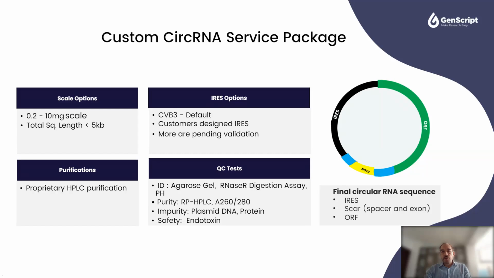And as I mentioned, circular RNA is becoming more and more popular because it is more stable and very often leads to better expression in the body. So we have different scale for that service. We also offer different IRES options. We have a default CVB3 IRES option, or we can work with you to design your own IRES options. We do different types of purification. We have HPLC purification for a lot of these materials, and also QC tests, a variety of QC tests that can also be customized.